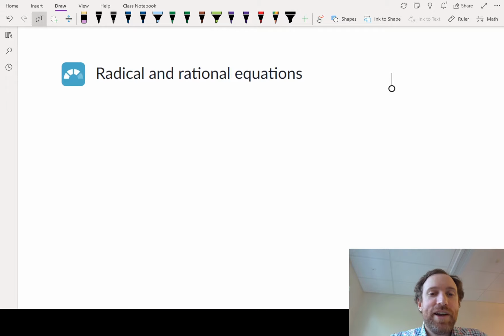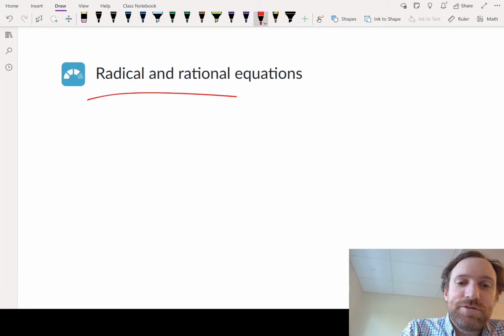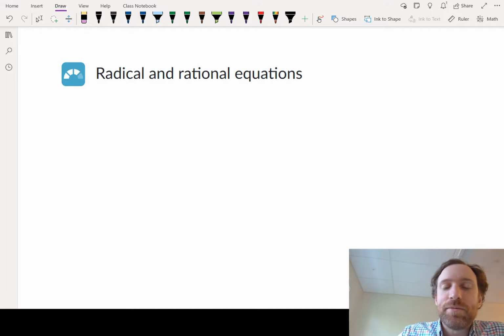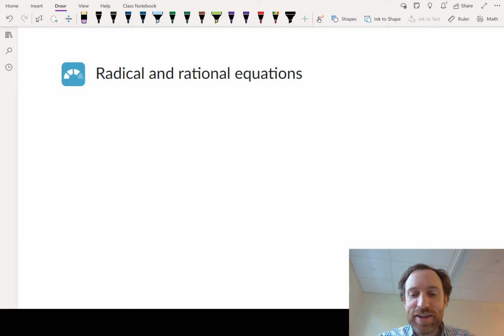Let's take some time to practice. Now I'd like you to head on over to Khan Academy and hit up the section called Radical and Rational Equations. And we're going to spend a bit of time on this because I'd like you to see if you can get all the way up to level 4 and really try to master this. So good luck and have fun.